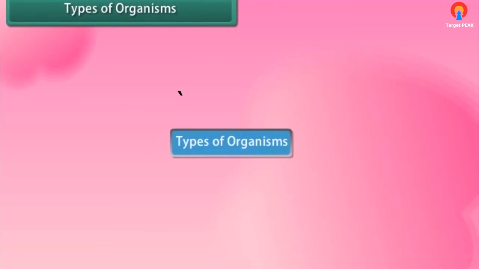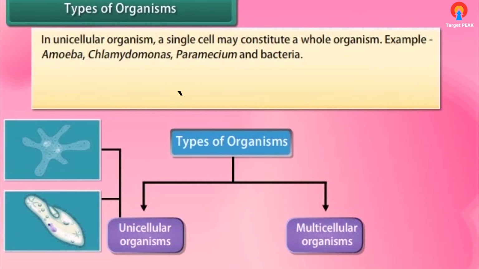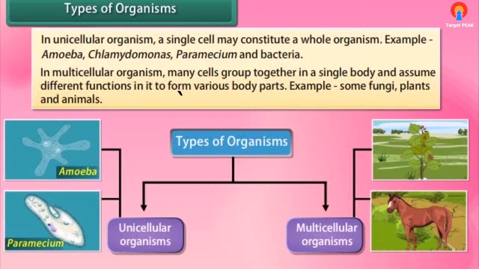Types of organisms. Unicellular organisms, multicellular organisms. In unicellular organisms, a single cell may constitute a whole organism. Example, amoeba, chlamydomonas, paramecium, and bacteria. In multicellular organism, many cells group together in a single body and assume different functions in it to form various body parts. Example, some fungi, plants, and animals.